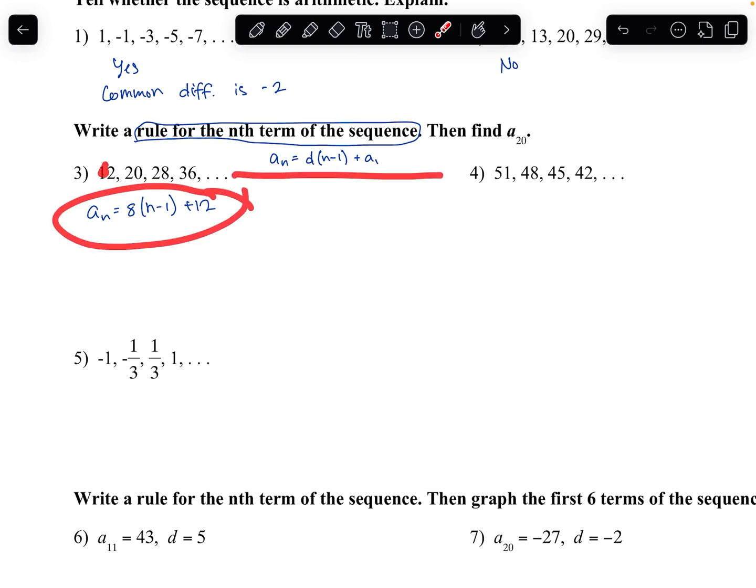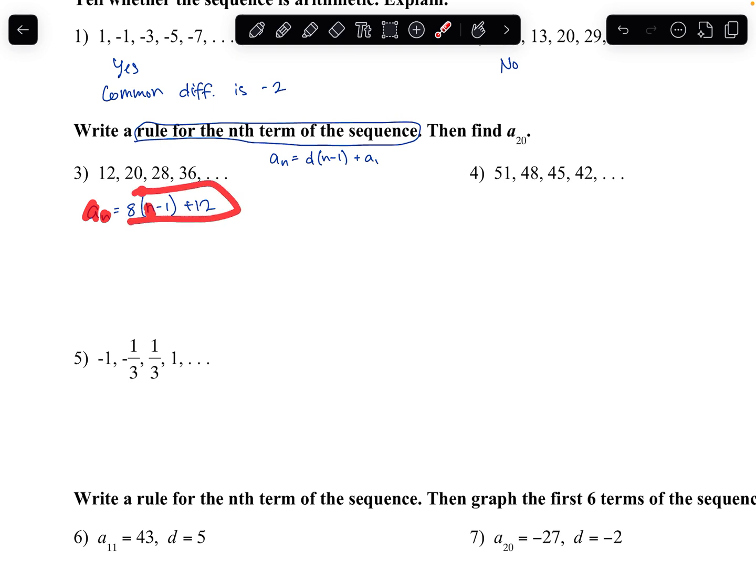So this is the first term. This is the second, third, fourth. If I want to find the 10th term, then I would replace n with 10, because n just refers to which number term. So if I want to find a sub 10, I plug in 10, and I evaluate the expression to get whatever the 10th term is.